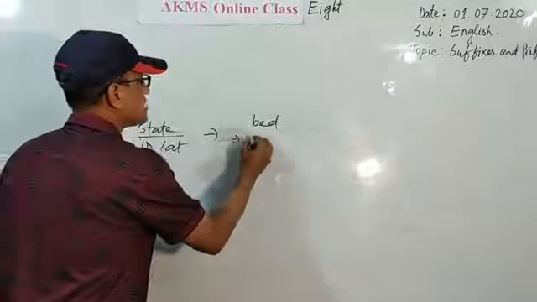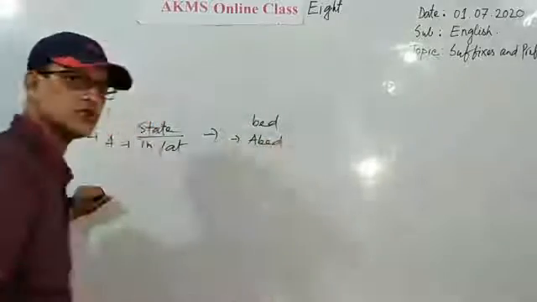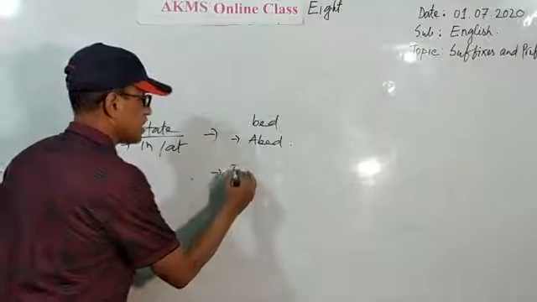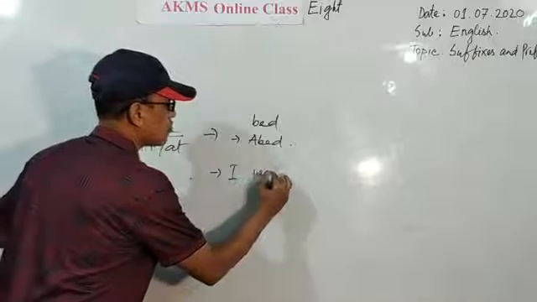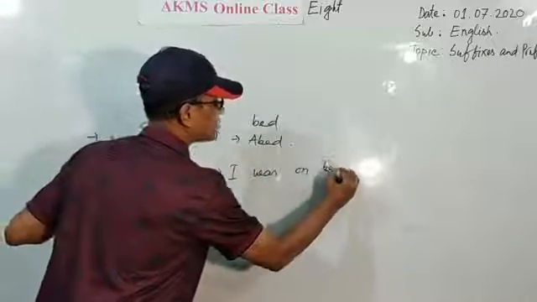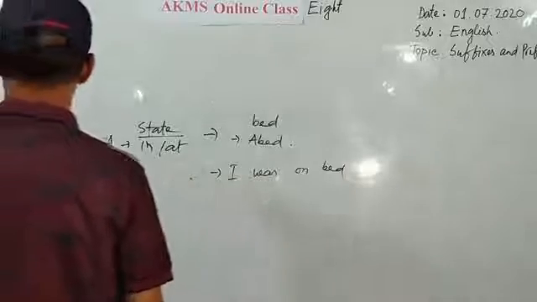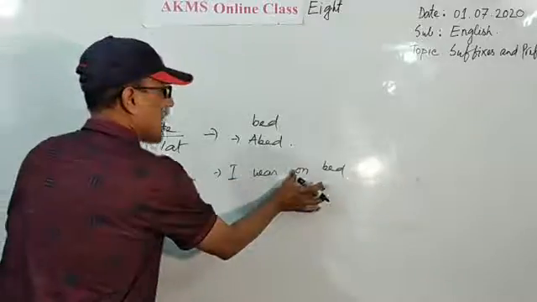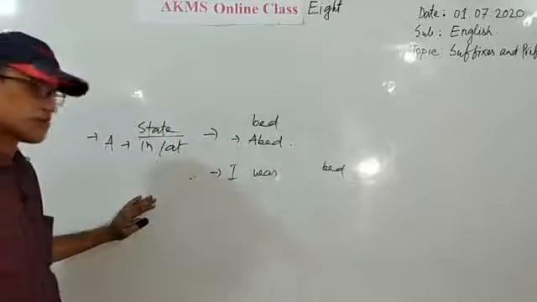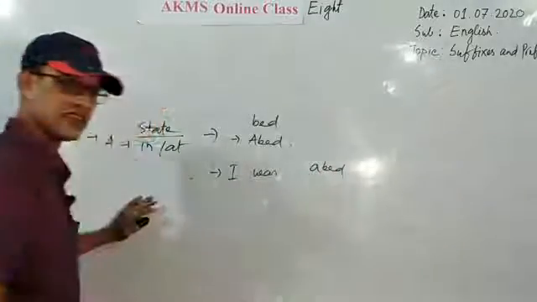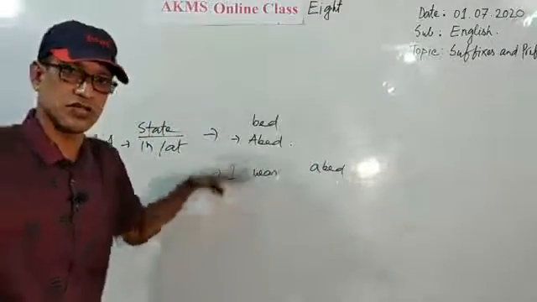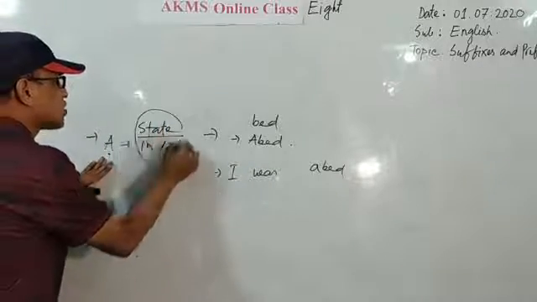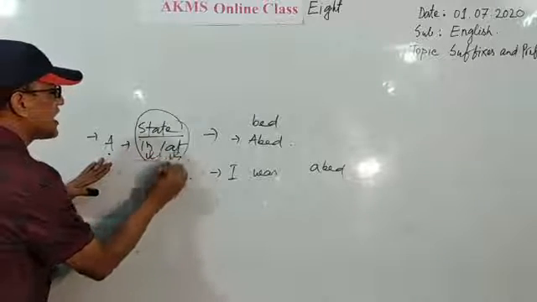I will use abed. The sentence was, I was on bed. Or it is my position. I can erase on. I can write, I was abed. It is my position. It is my state. So a can be used to express the state or to express the meaning of in, at, or on.